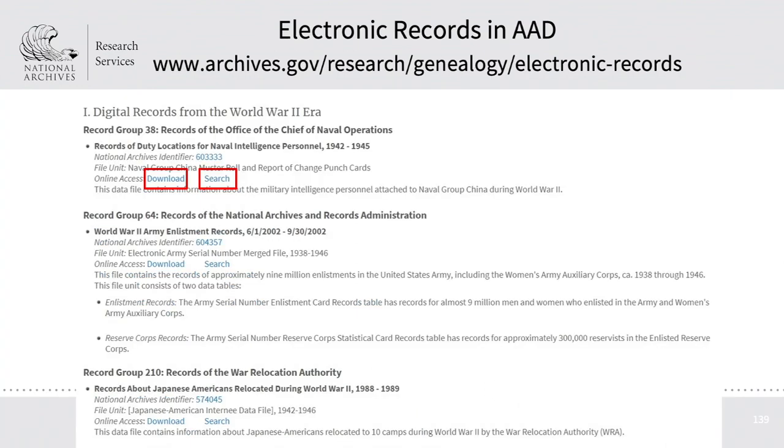And by the way, if you are searching for an individual and you see that a data set has a download and a search option, you'll want to click on search. The download link will take you into the catalog to download the whole data set. That could be thousands of names. So just click on search if you're looking for an individual.